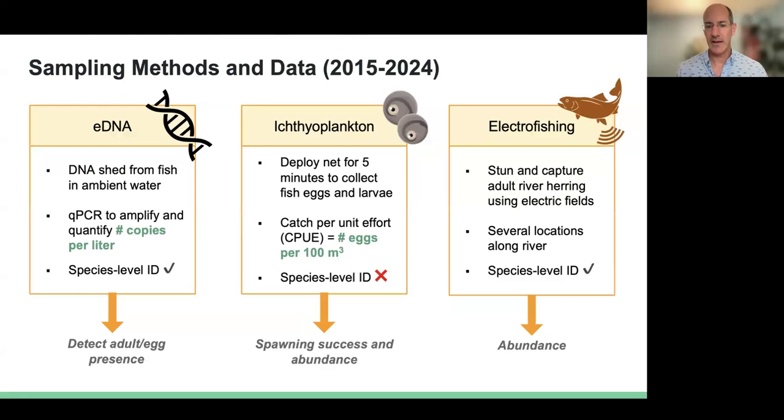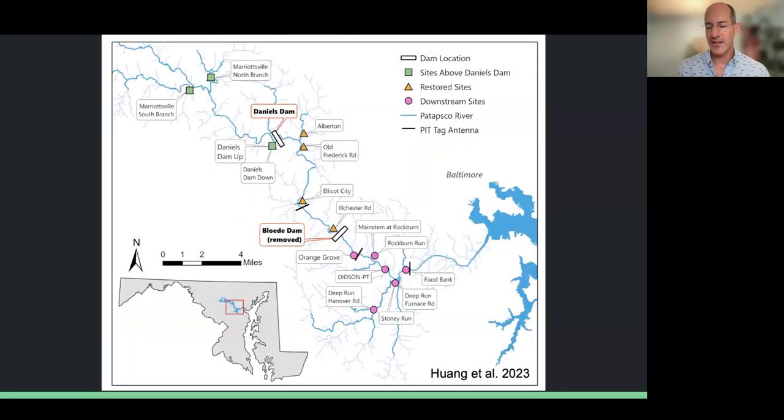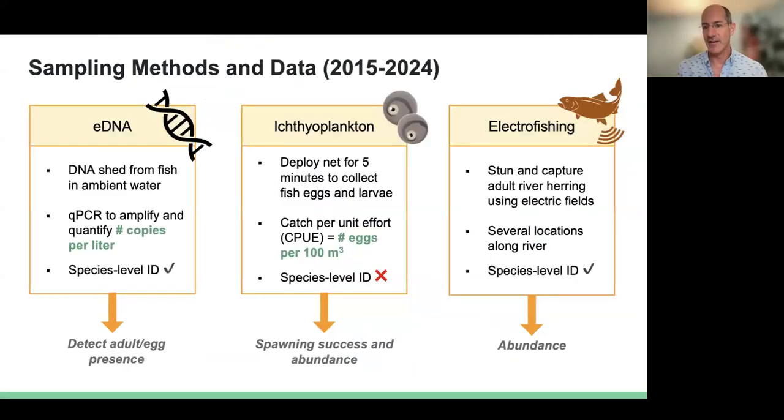So yeah, I've talked about the different methods here. Electrofishing is kind of this approach where you have a boat that puts electricity into the water that doesn't kill the fish if you do it properly, but it stuns them and makes them easy to catch. So you can go out and catch adult fish and see if they're using a particular part of the river.